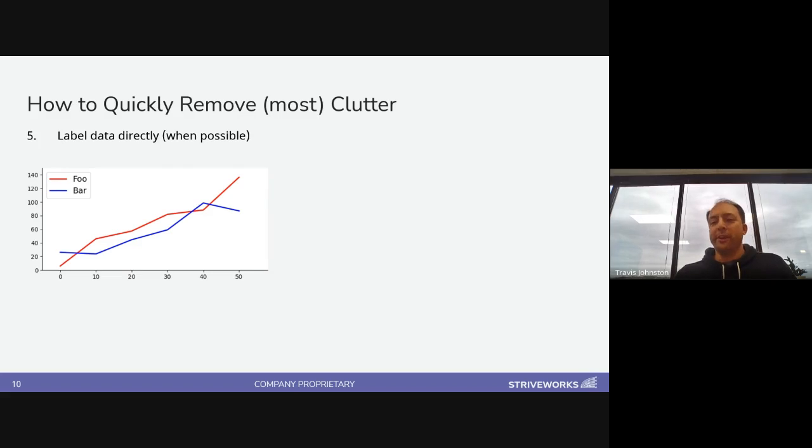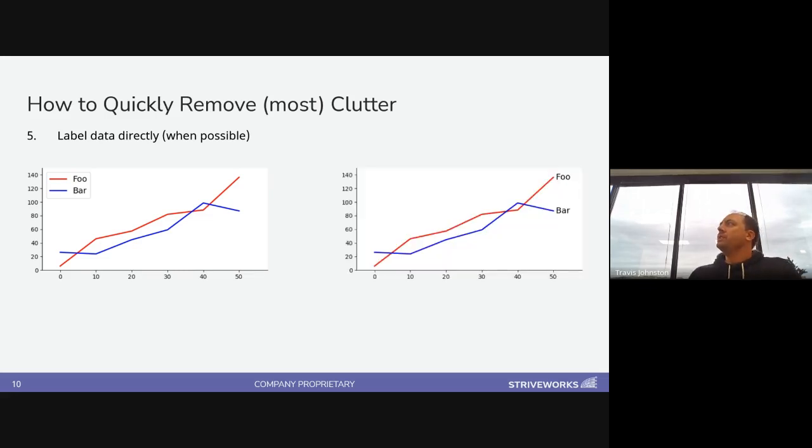This is a principle that, I don't see Michaela on the phone here, but she'll have strong opinions that I'm wrong on this. I was hoping we were going to get into a bit of a philosophical argument. But anyway, the recommendation is to label your data directly, getting rid of a legend and putting labels right on there. There are two advantages to doing this that they call out in the book.